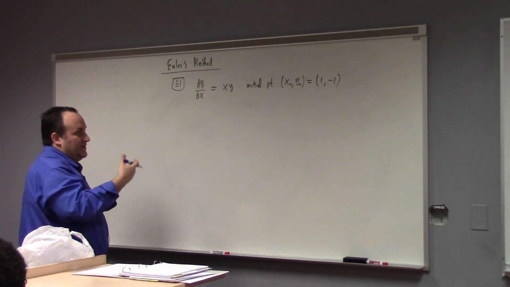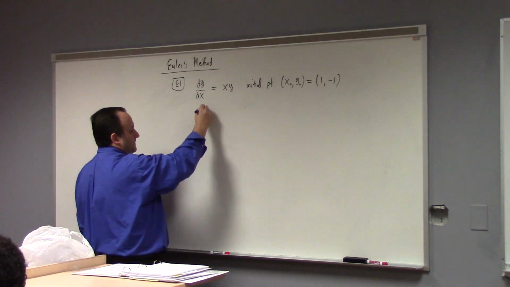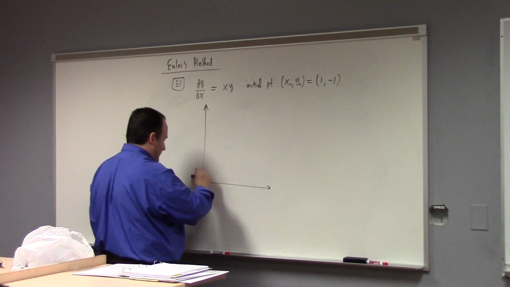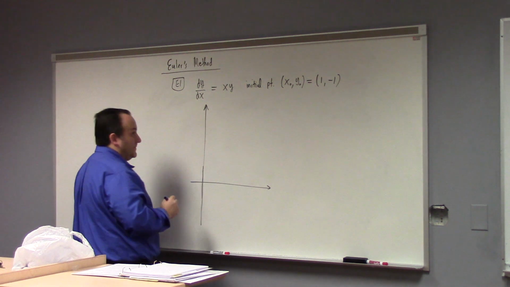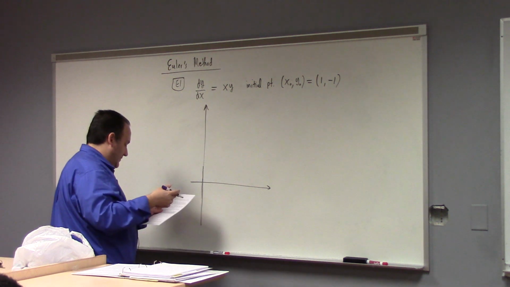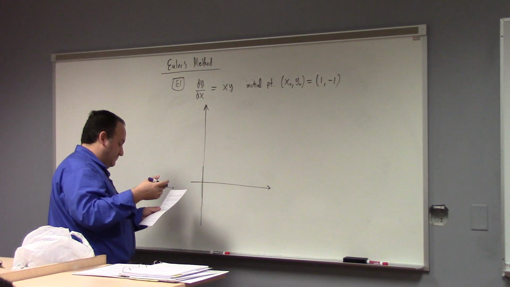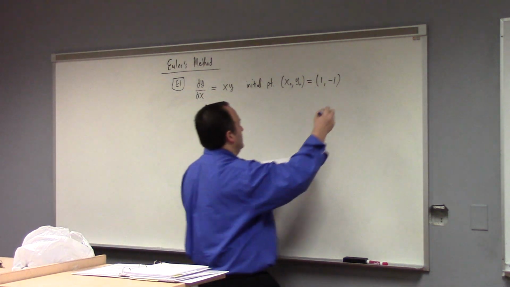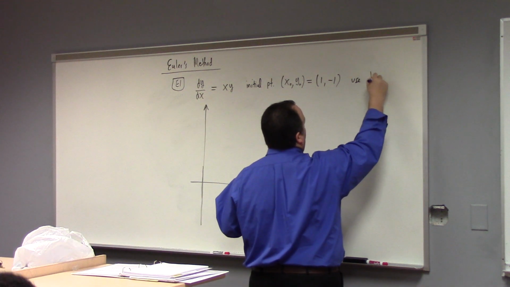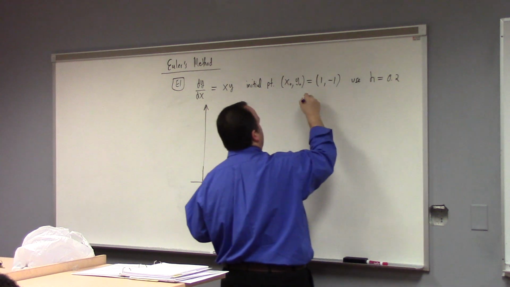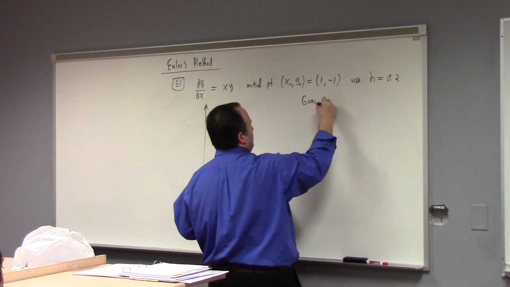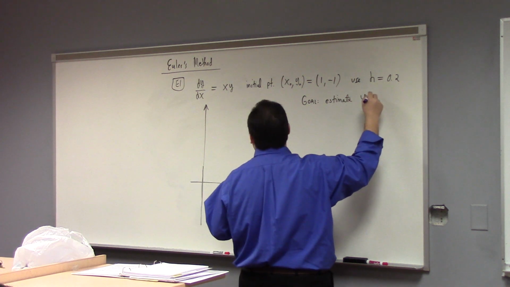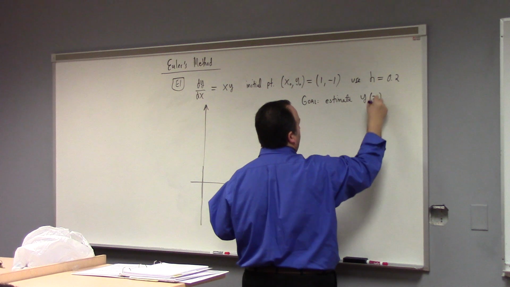Okay, so let me explain to you graphically what we're doing. All right. So I'm going to draw a picture here to try to sort through what's going on. And so we're going to use Euler's method with, let's say, a step size of 0.2. I'll do it like the notes. And our goal is to estimate y of, let's say, 2.